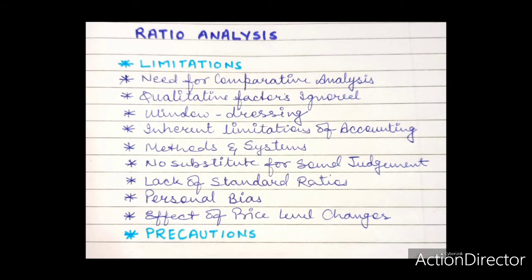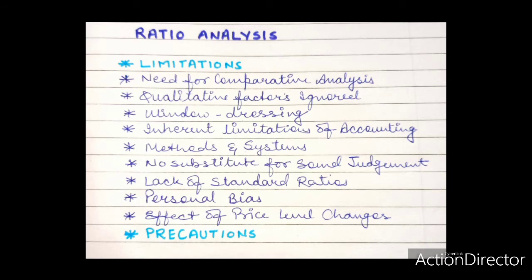Number 4. Inherent limitations of accounting. Ratios are calculated from accounting records which are subject to accounting principles, conventions, concepts, and personal judgments. Any ratio based on the facts and figures of such financial statements suffers from inherent limitations. For example, ratio based on under-recorded purchase by directors will provide misleading information about the profit and financial soundness of the business.